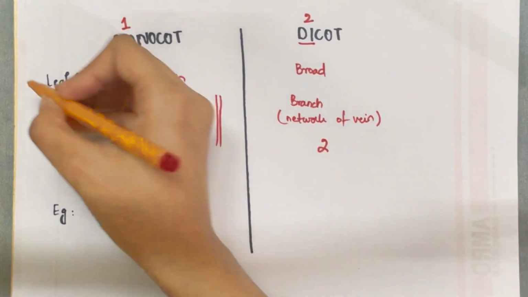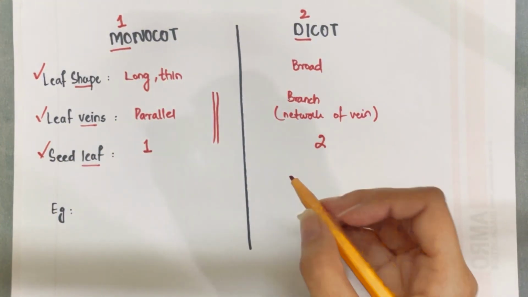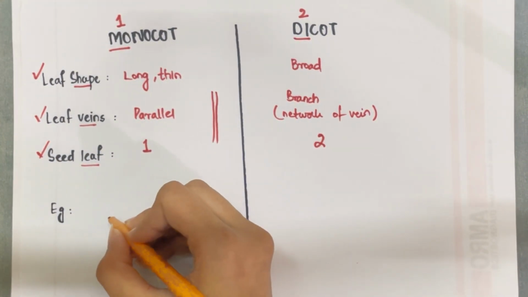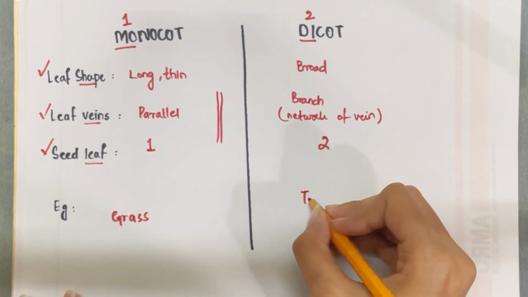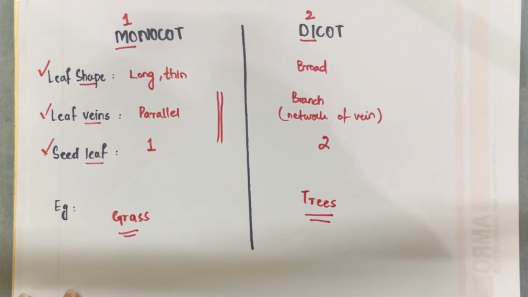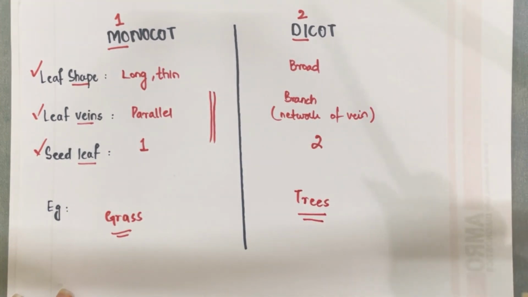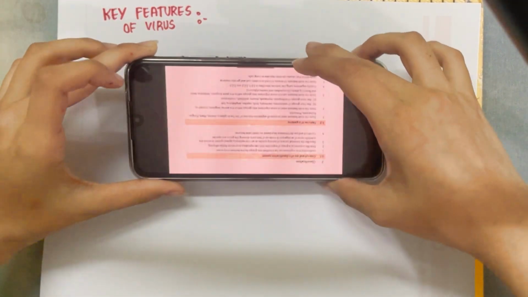Since we have discussed this on the basis of leaf shape, leaf vein and the number of seed leaves, an example of a monocot is grass and examples of dicots are trees. With the help of an example, it will be easier for you to understand the difference between a monocot and a dicot. Before we begin another topic, I want you all to review it first from the syllabus.